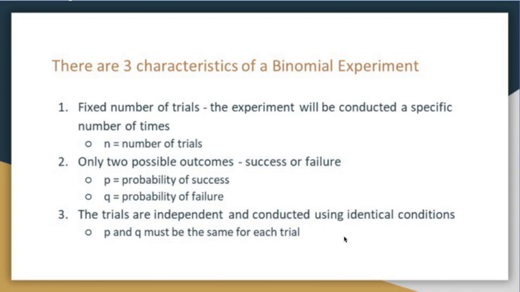Okay, and then the third requirement for a binomial experiment is that the trials are independent and conducted using identical conditions. Okay, so if I'm going to flip a coin 5 times, every time I flip that coin, whatever I flipped and got before doesn't affect the next trial. Okay, so flipping a coin is independent. That's why it's used as an example a lot of a binomial experiment.